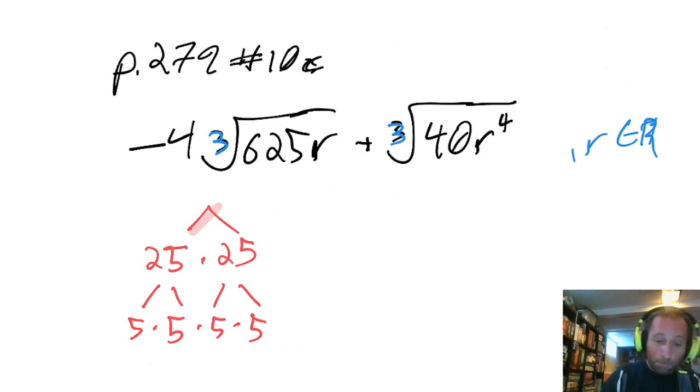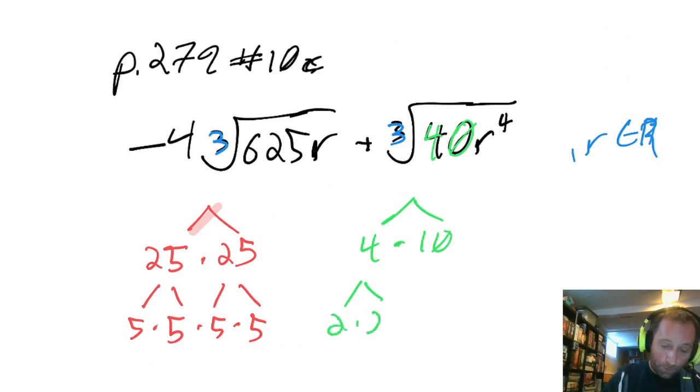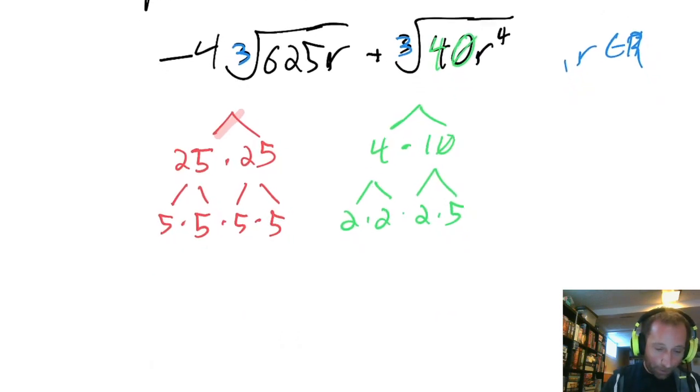For 40, this is 4 times 10. So 4 is 2 times 2. 10 is 2 times 5. So there are our prime factorizations of 625 and 40. Don't know why I didn't write those values at the top of there either.